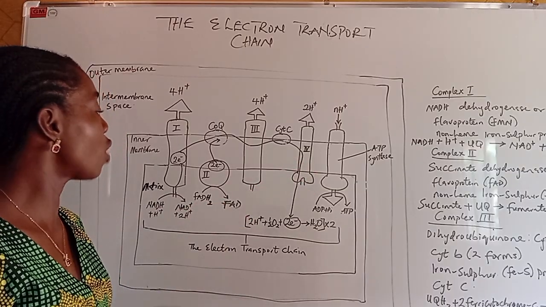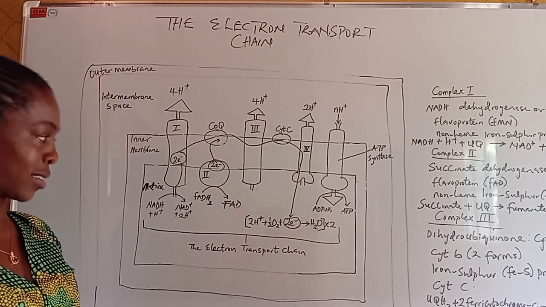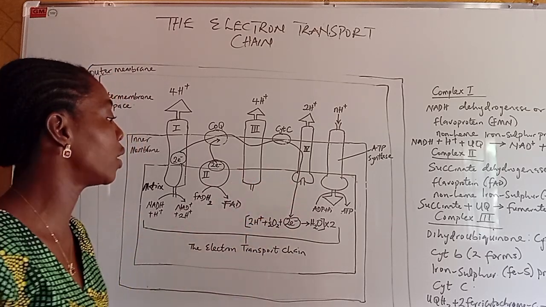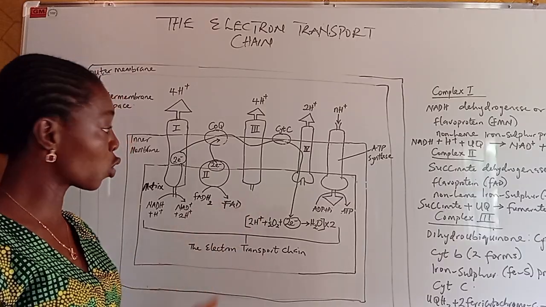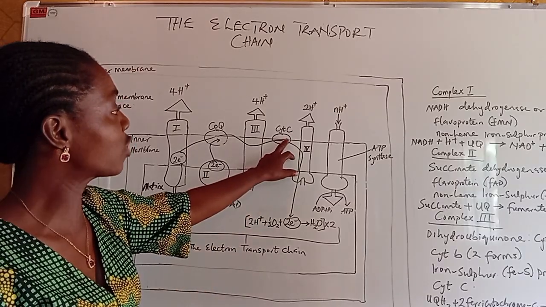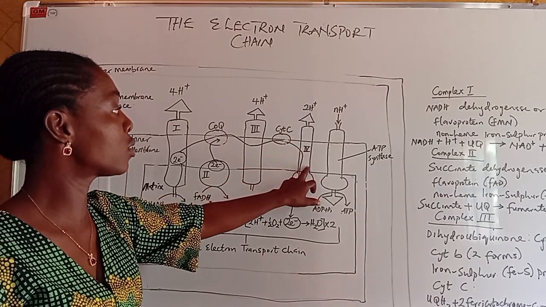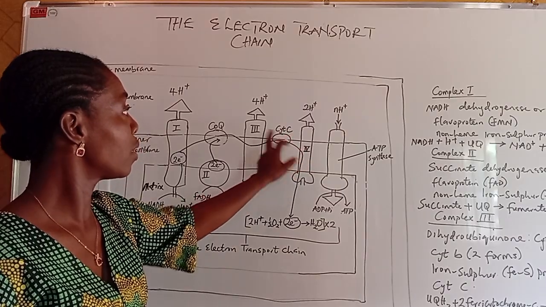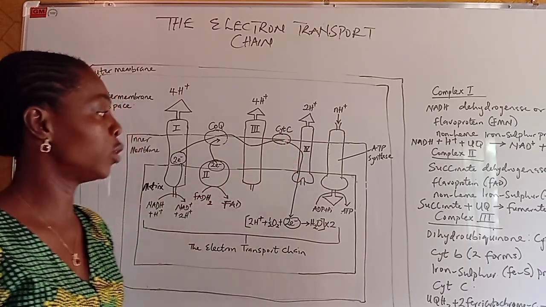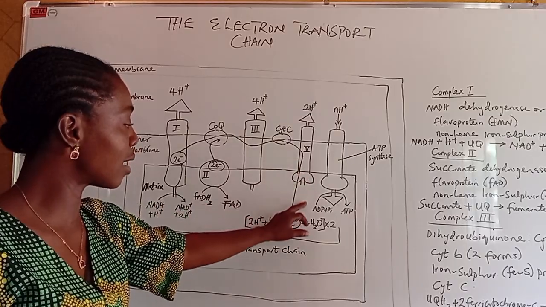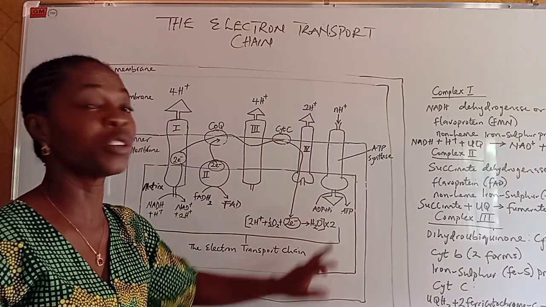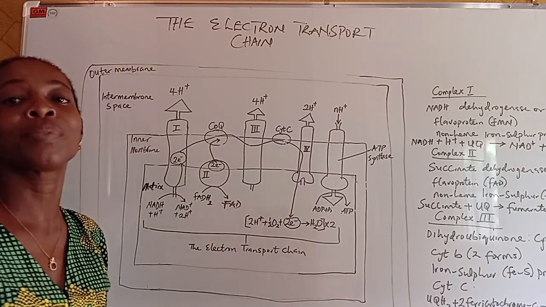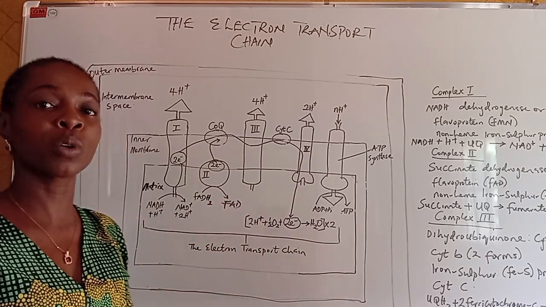And then the last step, complex 4. Complex 4 is the enzyme we call cytochrome C oxidase. It also contains the cytochromes A and A3, heme iron molecules, and also copper ions. What happens then? Electrons that are here are transferred to complex 4, so that the iron 2 is returned back to iron 3, and then it transfers that electron to oxygen to produce water. So it's at this point that water is produced, oxygen being the ultimate electron acceptor in the electron transport chain.